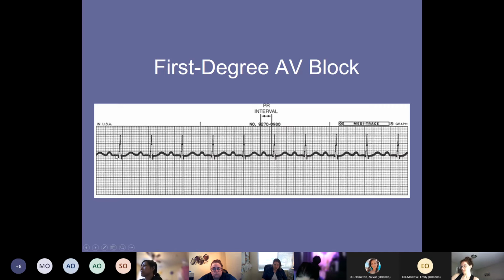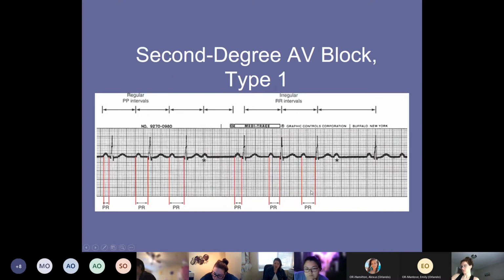One more thing is the PR interval is the same on every single one of these beats. Once you measure one, they're exactly the same, greater than 0.20. It's gotten worse. Second degree AV block type 1. We are in our own rhythm here. This is not a feature. This is its own rhythm.